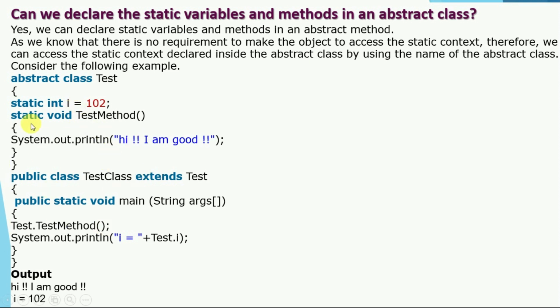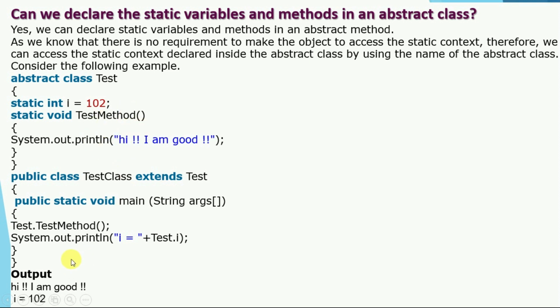So in this example, we have an abstract class named Test, and we have a static member, a static variable, and also a static method named testMethod. There is a public class which extends this abstract class, and inside the main method, by using the abstract class name Test, we try to invoke this testMethod.